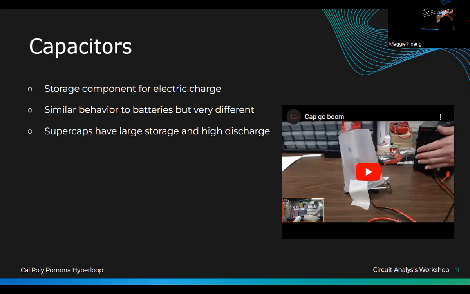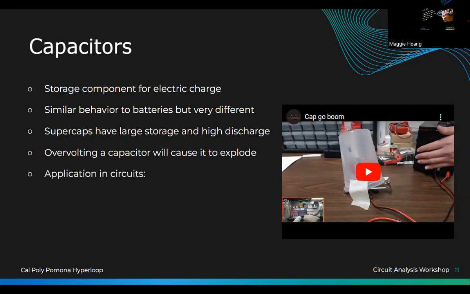So super caps are very big because, I mean, super caps. They're very large in storage, and they also discharge very high, meaning that the current that is going to discharge is just really high. And if you over voltage, the same bucket analogy, if you put too much water in it, it's gonna overflow. But in this case, the capacitor, they just blow up, right?